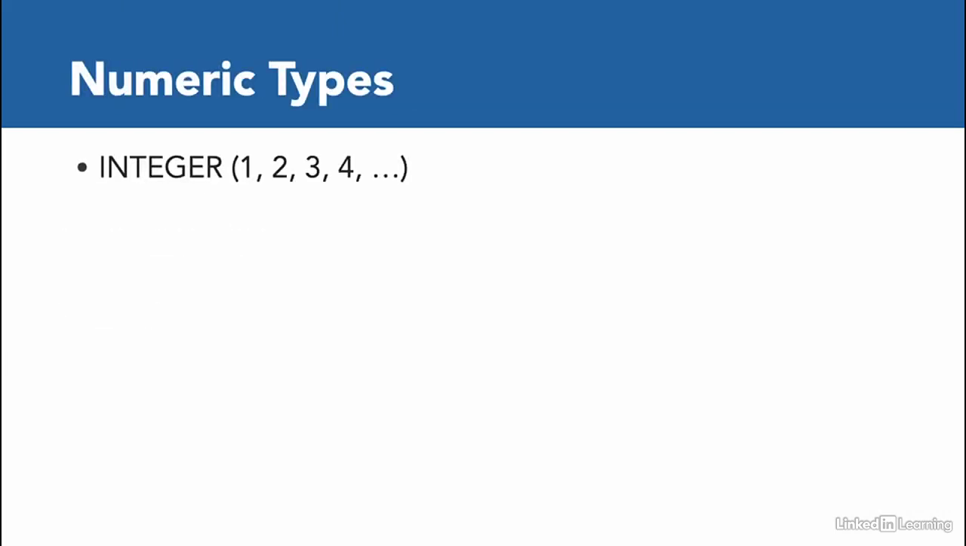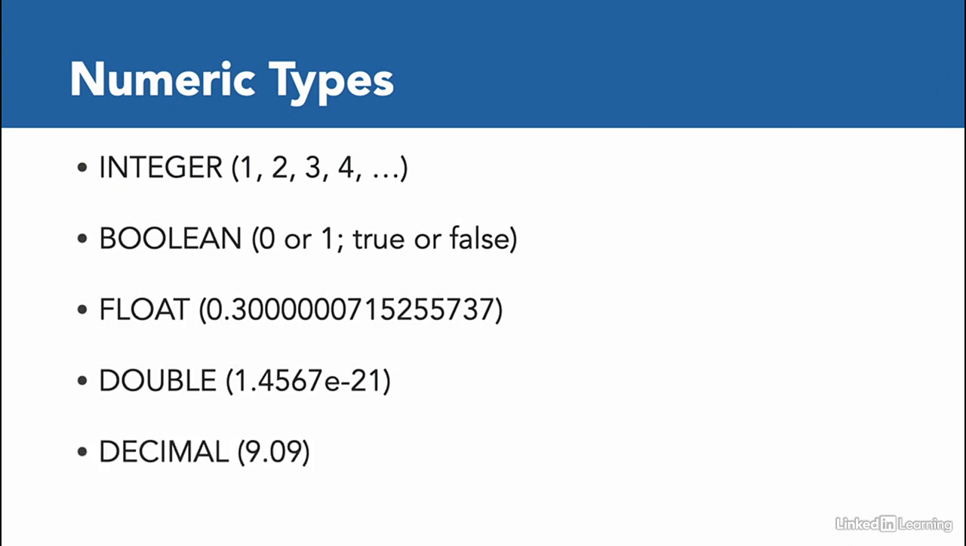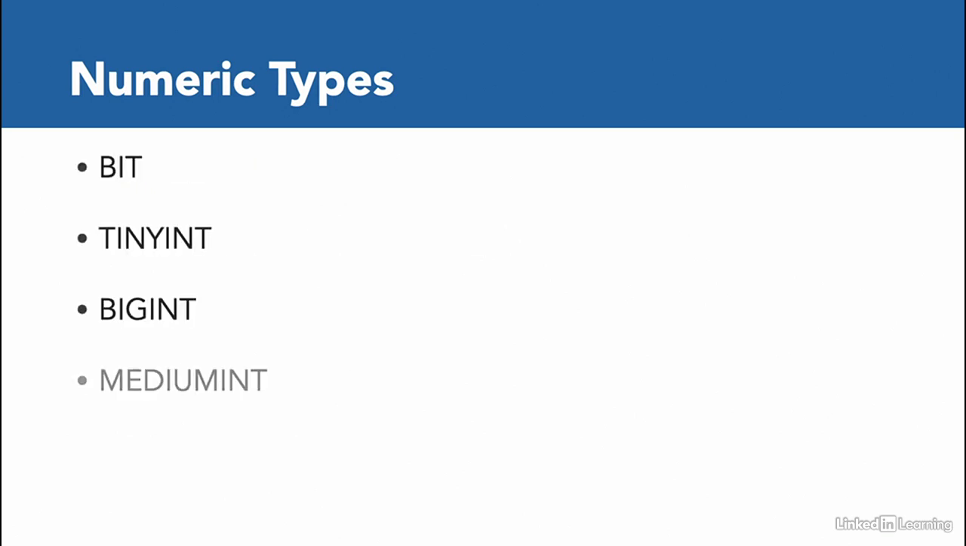Numeric data types include integer, Boolean, float, double, and decimal, but also include bit, tiny int, big int, and others. The int types, like big int, are for different ranges of whole numbers. For example, int has a range of negative 32,768 to 32,767. And medium int has a range of negative 8,388,608 to 8,388,607. So depending on how large your numbers can get will determine the range you use when creating the tables.